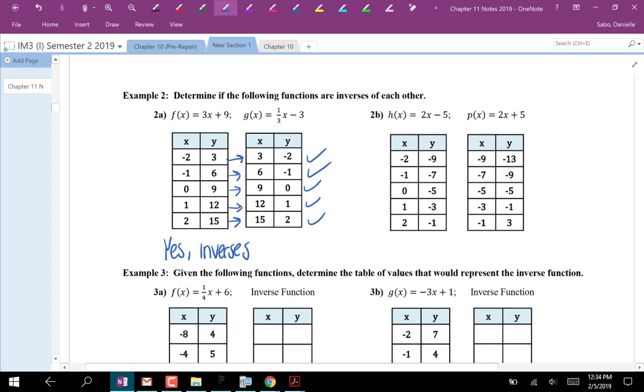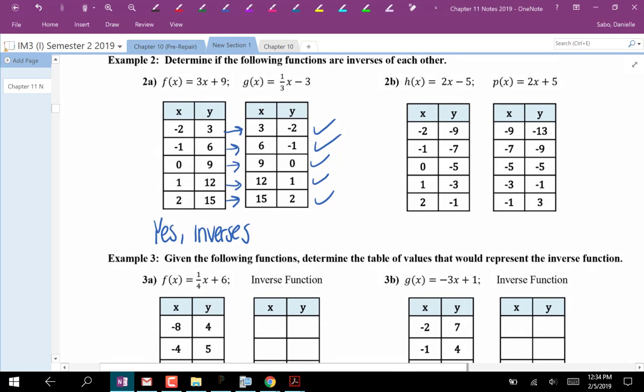I'm sorry again, my computer is lagging, so I can't really see what I write. So they are inverses, because they all switch. Now let's look at the next one. Does -2, -9 become -9, -2? No. And I'm going to circle this one, because these two don't switch. -2 becomes -13. That means that they're not inverses of each other.